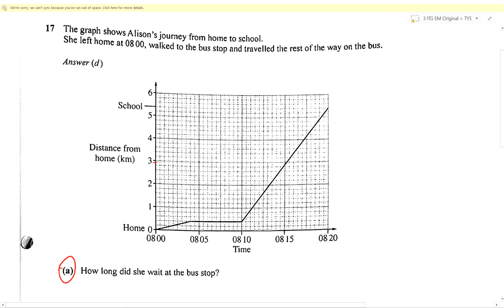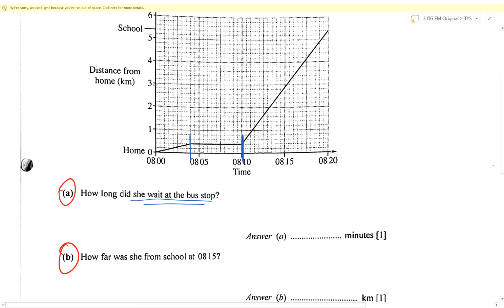Okay, next question I'm going through, 17. A journey from home to school. How long did she wait at the bus stop? So we are looking for a time when distance did not change, because when you're waiting, you are stationary. So we are looking for the interval over here. Okay, that's quite alright. Next, how far was she from school at 8:15?